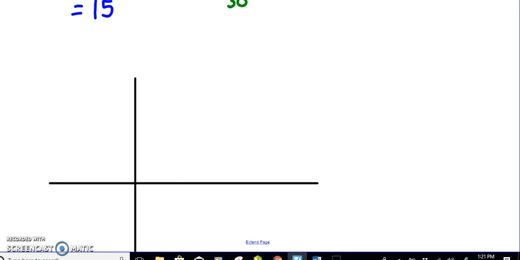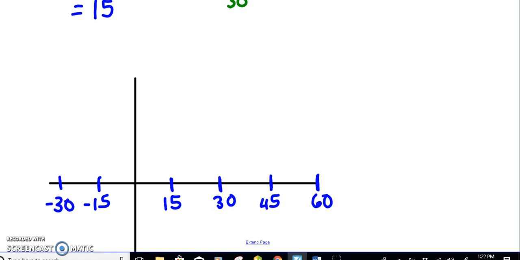So let me see, let me get here. So we're going by 15s, which hopefully you noticed that. So 15, 30, 45, sorry, and 60. And then here's negative 15 and negative 30, just to do that part. All right, now with this, we know that our tangent graph goes through 0, 0.